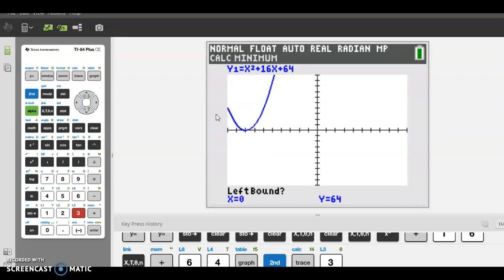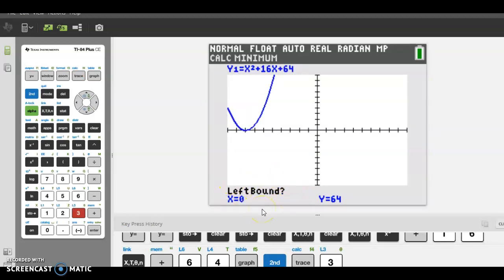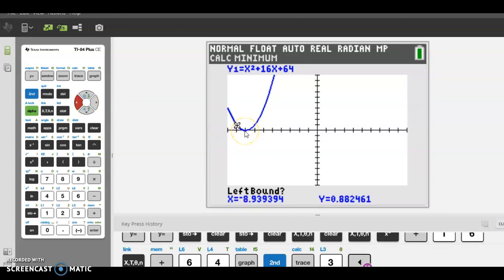So we're going to pick 3. And you see down here, these are directions, and they kind of guide you through what's going on. So we're going to put it to the left of where we think the vertex is. So we need to move our cursor, and this is how you move your cursor, left and right. So I need to get it closer to my window so I can see it. There it is. All right, so it says left bound, so we're going to put it to the left of where we think the vertex is, which is right here. So I'm just going to put it there.